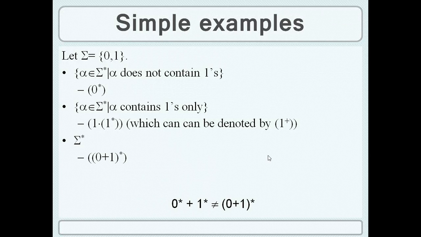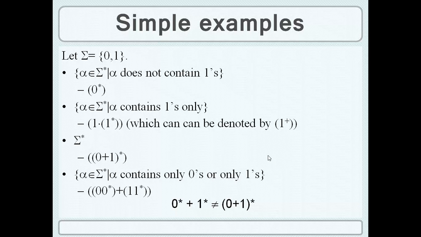And sigma star is nothing but (0 plus 1) star, but 0 star plus 1 star is not equal to (0 plus 1) star. If alpha belongs to sigma star and alpha contains only zeros or only ones, then it is denoted by 0 0 star plus 1 1 star.